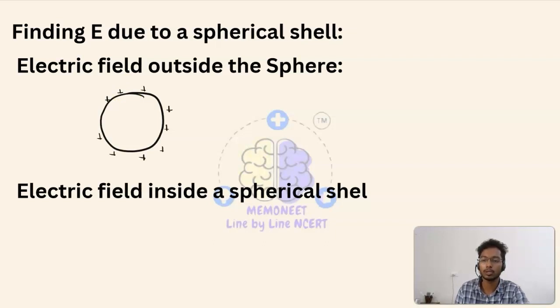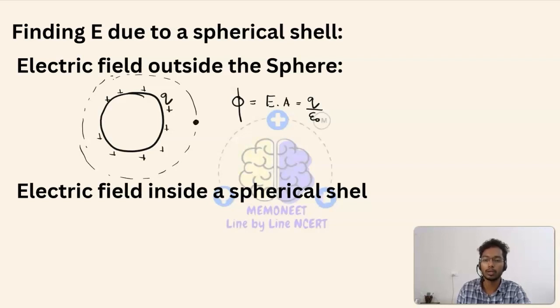So if we take any Gaussian surface outside the surface of the sphere, and we have to find the electric field at this position, the flux, we know that phi is equal to E dot A, and that is equal to charge enclosed upon epsilon naught. Let the charge enclosed be q.